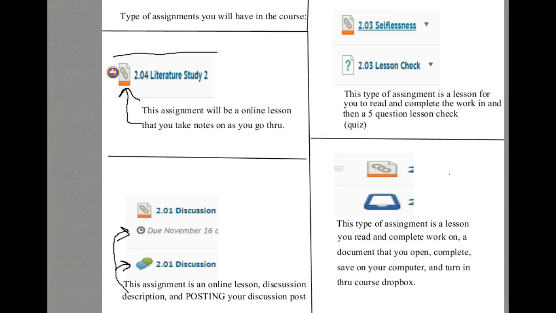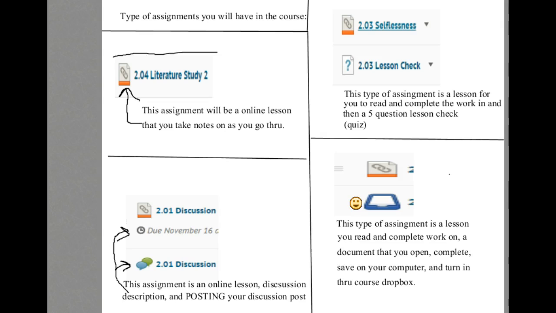I just wanted to give you a little reminder on what the symbols mean. If you see just a lesson, that means you read through all slides of the lesson, and that's the symbol with the chain link in the orange, and complete the interactives as you read and take notes. Oftentimes this will include a graphic organizer for a story. If you see the discussion symbol, you'll go through the lesson and then you'll open up the discussion and post. If you see a piece of paper with a question mark, that's a lesson check. So you go through the lesson and then you complete the lesson check.